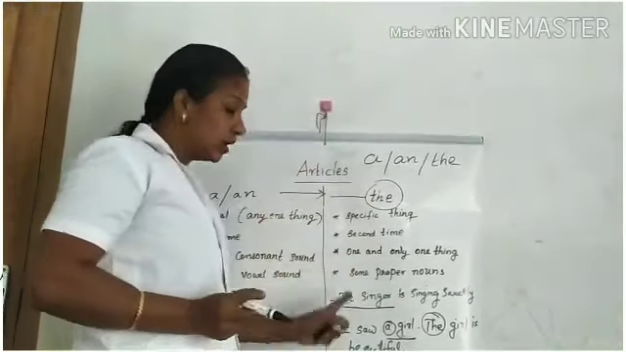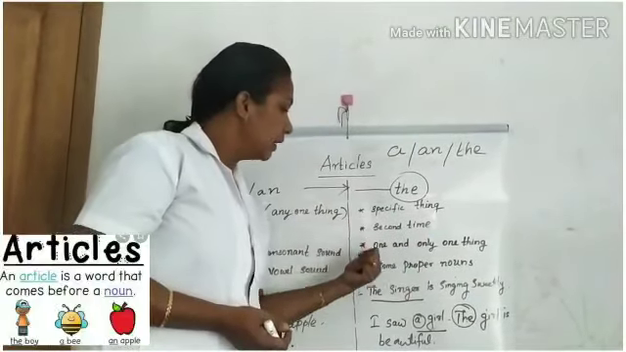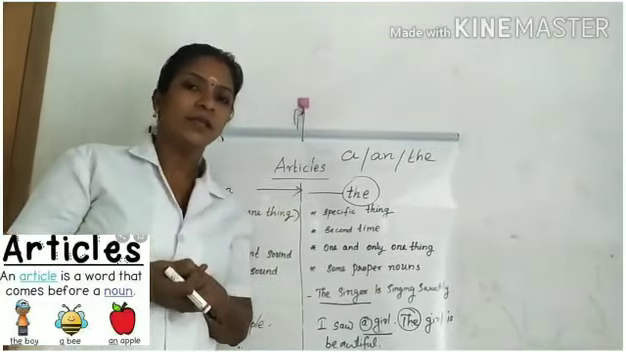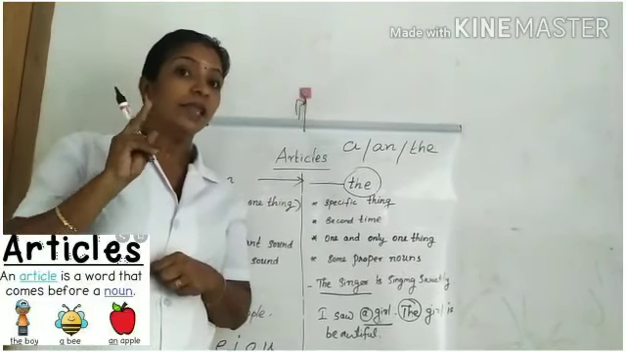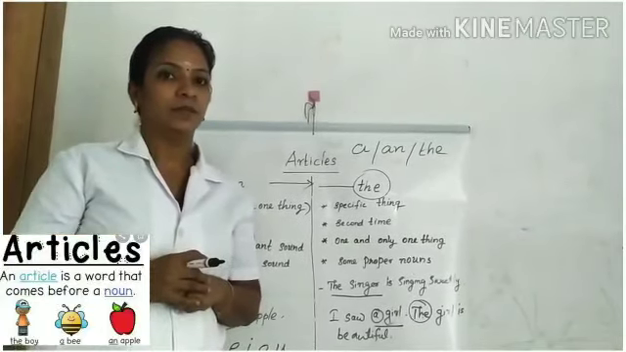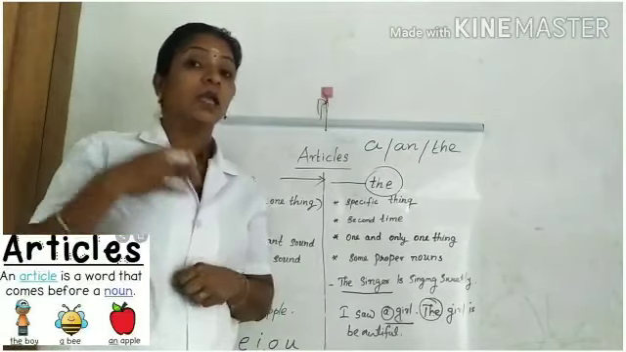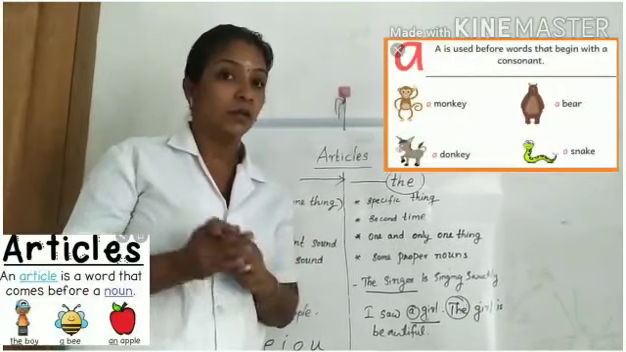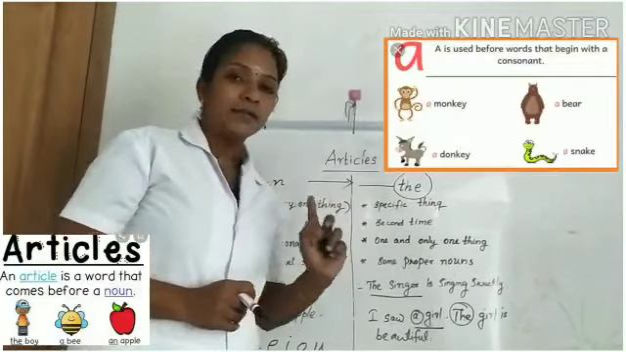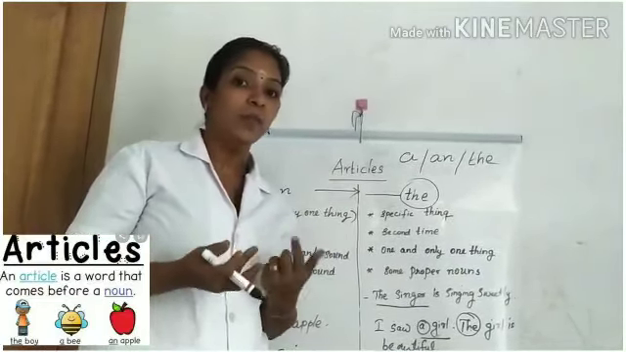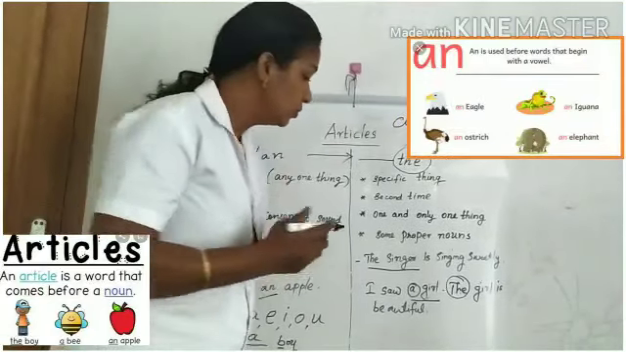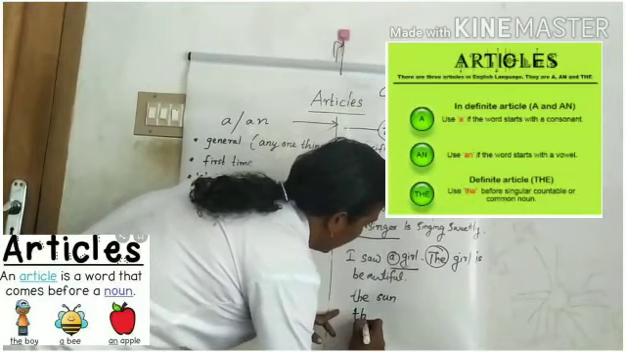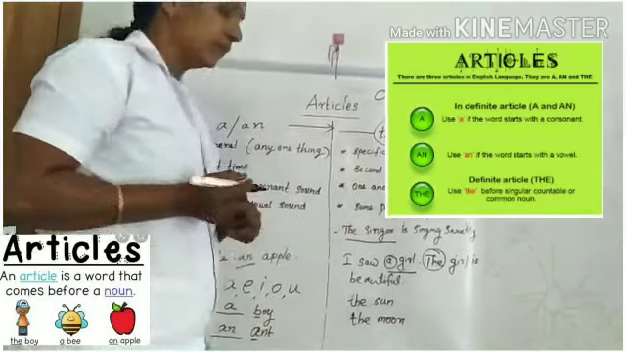Similarly, third point. The is used before one and only one thing. What is one and only one thing? That is, we can see only one such thing here. For example, moon, sun, universe. Can you see two suns? Can you see two moons? Can you see two earths? No, only one. So, we can't say a sun, a moon, an earth. But we have to use the sun, the moon. Okay?